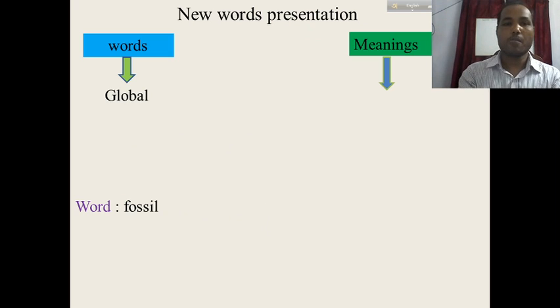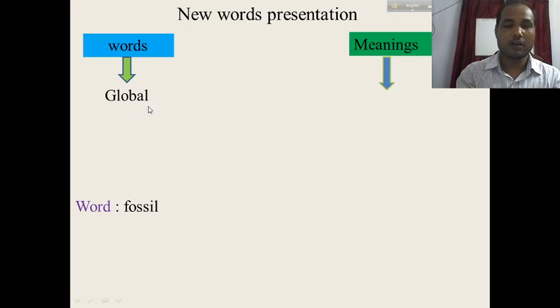Dear learners, at first I want to share with you some new words of the passage, because without knowing these words it will be very difficult for you to give answers of the questions and understand the passage. So see the new words.